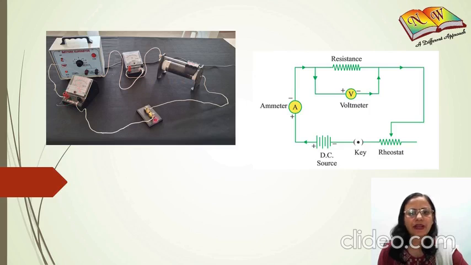Then we have a one-way switch or a key. We have a rheostat, then an ammeter which is in series with the source of current, which is the battery eliminator in this particular case. In the circuit diagram also you can see the resistance and the voltmeter are in parallel. Then the ammeter, the source of current, key and rheostat are all placed in series.